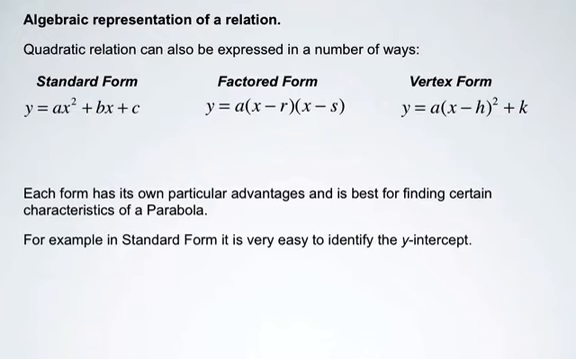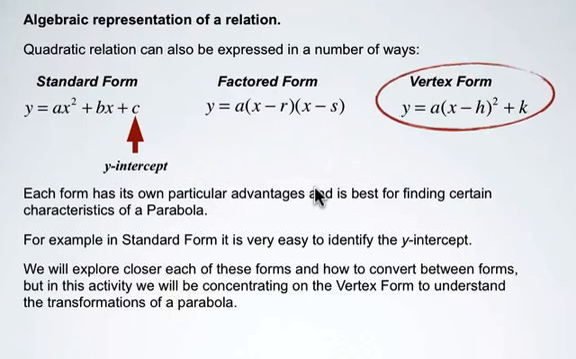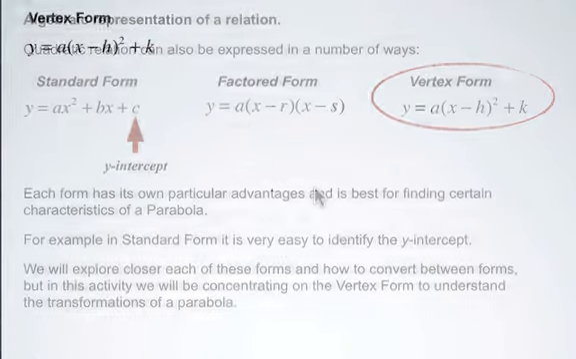For example, in the standard form, it is very easy to identify the y-intercept. C is always the y-intercept. We will explore each one of these forms and how to convert between forms. But in this activity, we will be concentrating on the vertex form to understand the transformations of a parabola. The vertex form, y equals a times, in brackets, x minus h squared plus k.